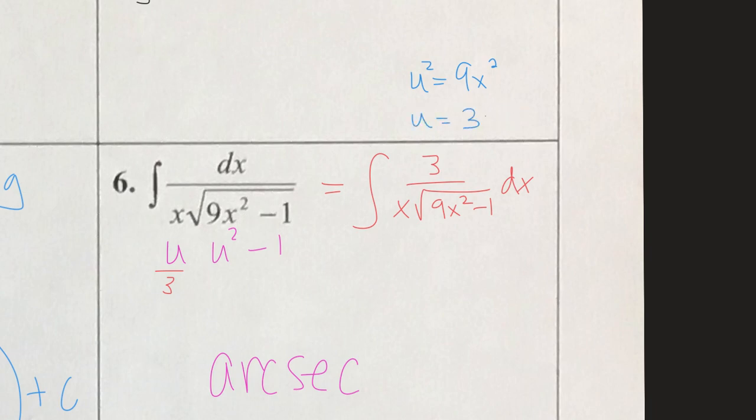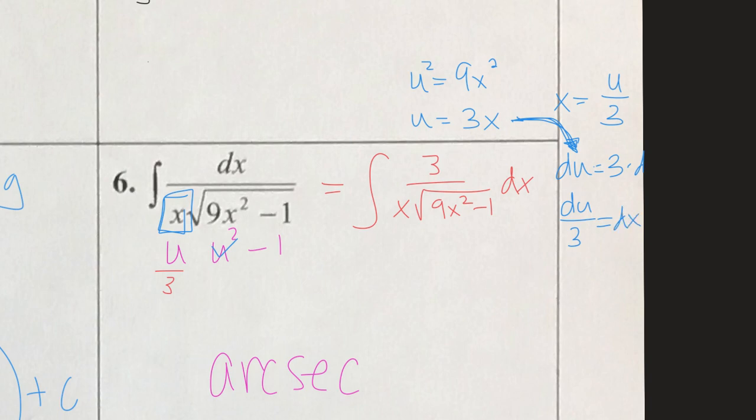So u is 3x. Check. That's this part. There's our u squared. So x equals u over 3, and that's what we get here. Our x is u over 3. Then du equals 3 dx, right from here. If u squared is 9x squared, then u is 3x. So du is 3 dx. So du over 3 is equal to dx.